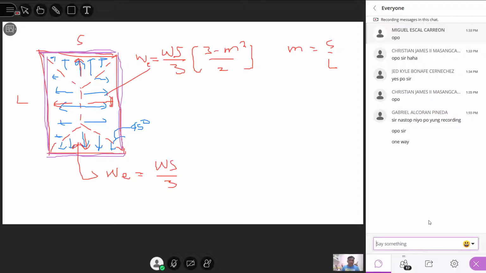Like for instance, let us consider this one. If you have this beam, this is our load, and then this is our reaction. Now, if the load here is simply equal to W, with a unit load directed downward, and the total length is simply equal to S, we can say that the reaction here is simply equal to WS over 4.